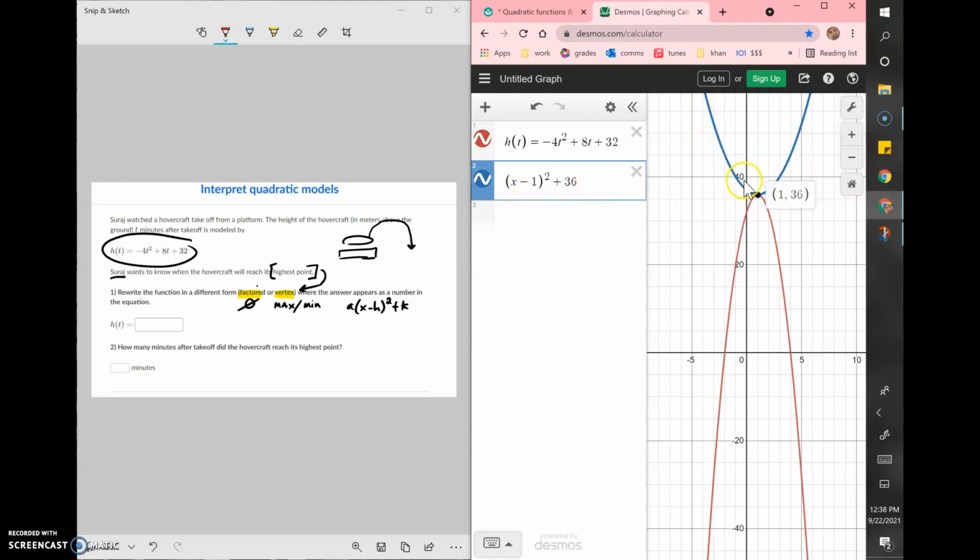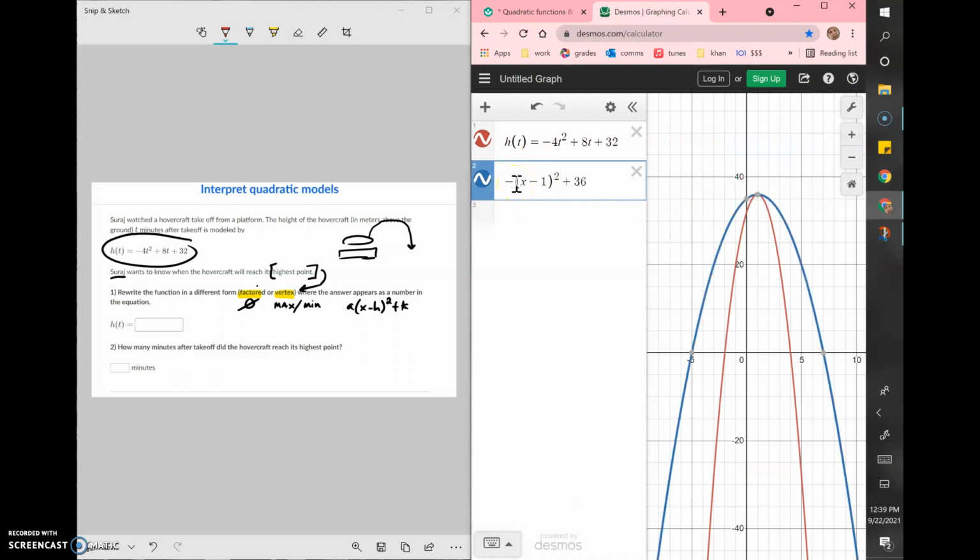So far I've got the vertex of this graph correct. But this graph is currently opening up, and we want it to open down, so we have to multiply the squared part by a negative on the outside. As soon as I add that negative in, it's opening down, but it's still not exactly matching. So we've got to scale it. To scale it, I'm going to look at the coefficient on the t squared term. It was negative 4. So I'm going to put a negative 4 in where the a was, and as soon as I do, you can see the graph perfectly matches up.